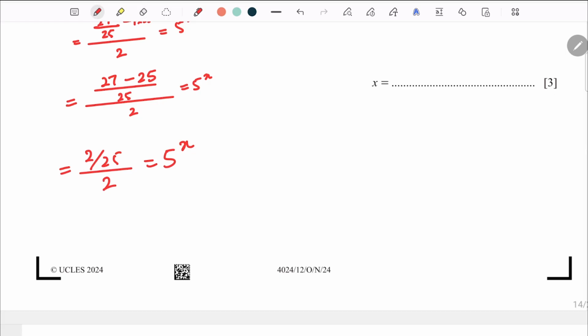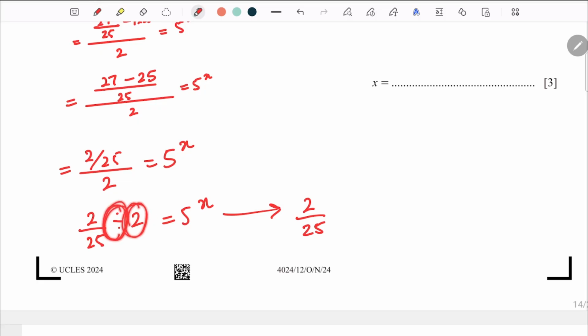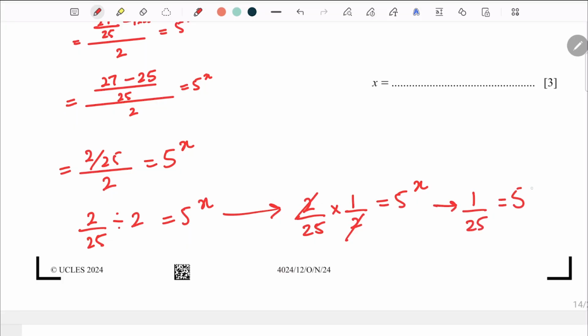Basically, if I solve the whole thing, 2 over 25 divided by 2 is equal to 5 to the power x. When I simplify this, the divide has to be changed into multiply, so 2 will be reciprocaled, multiplied by 1 over 2, is equal to 5 to the power x. 2 and 2 cancel out. So our answer will be 1 over 25 is equal to 5 to the power x.